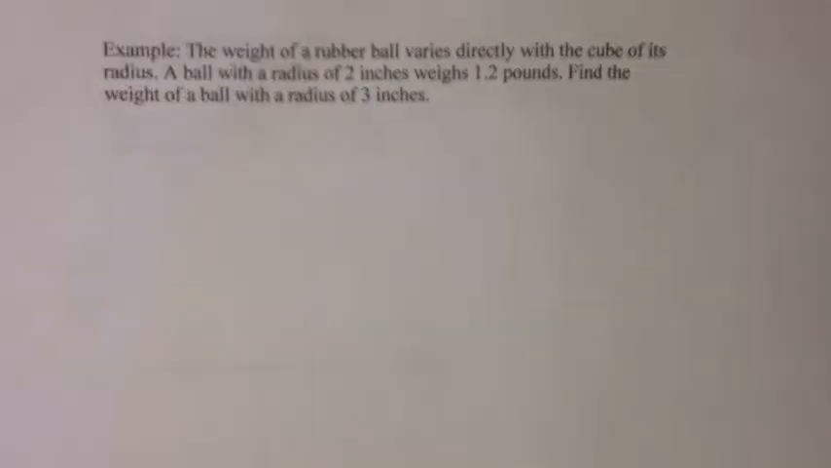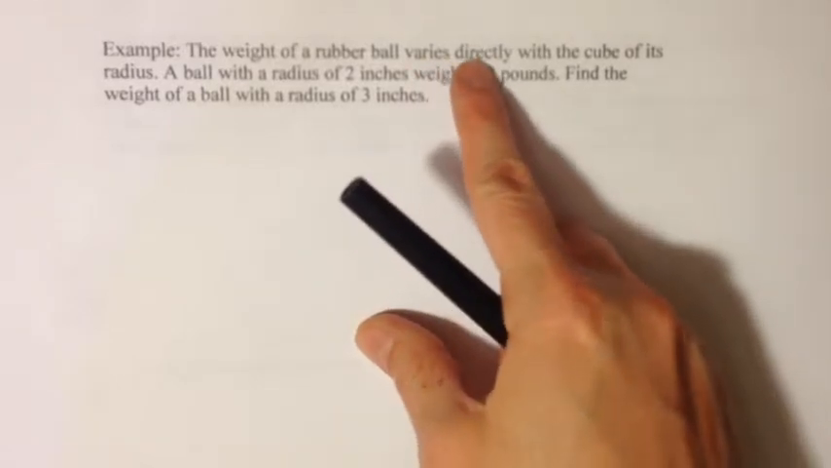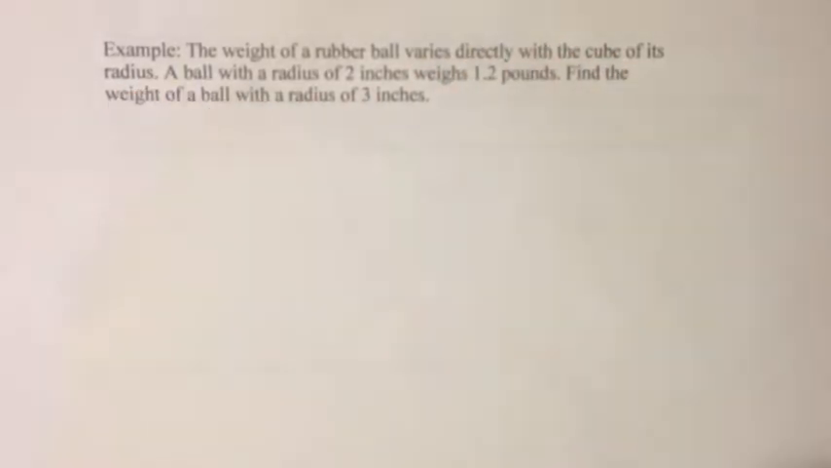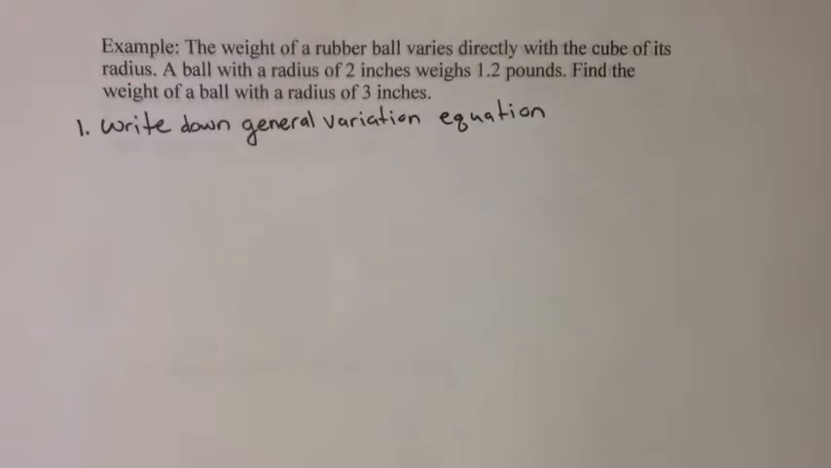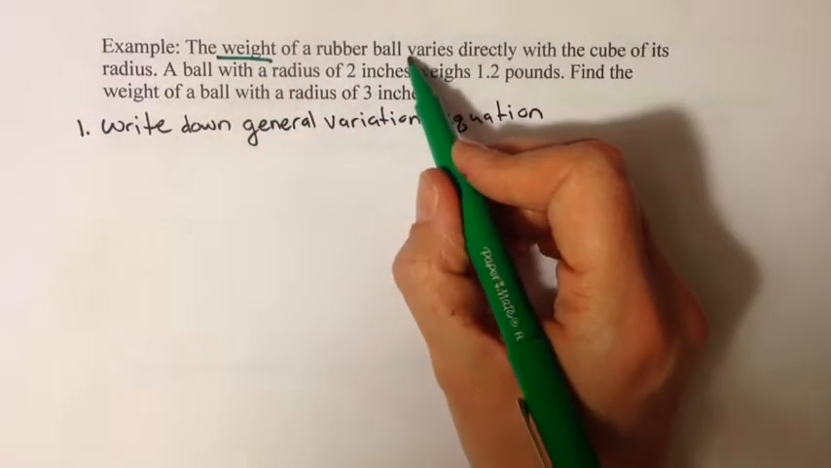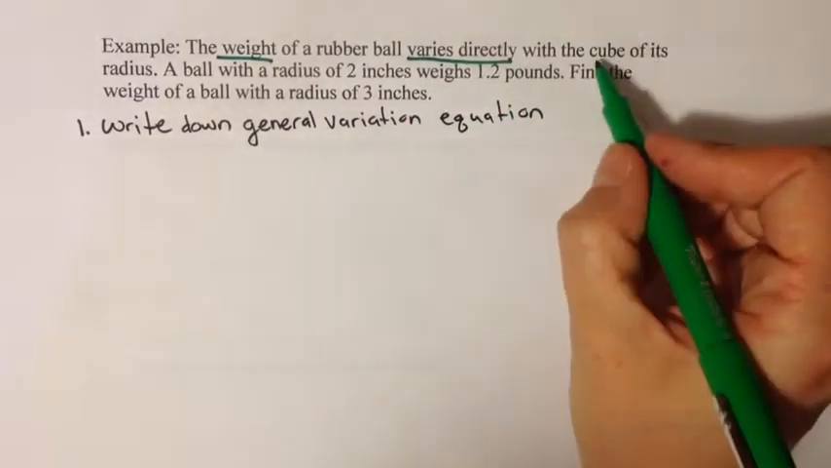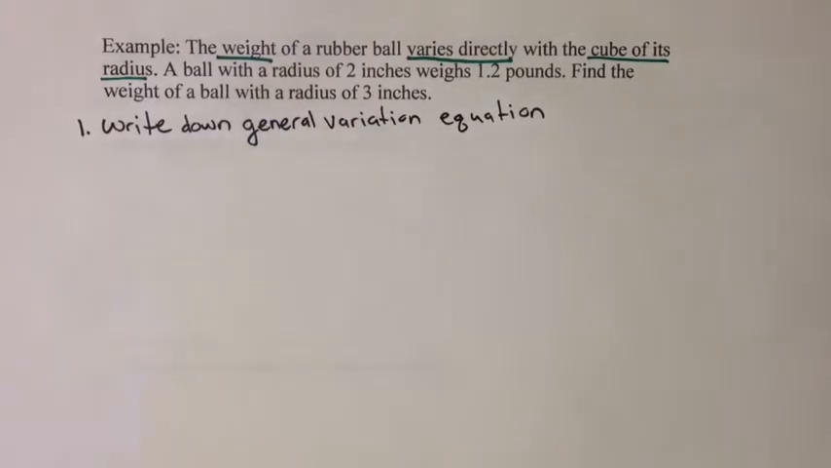So the first thing that I notice is that this says the weight of a rubber ball varies directly with the cube of its radius. Those words, varies directly, tell me that the first thing I'm going to be doing is trying to write down a general variation equation. The problem says the weight of a rubber ball varies directly with the cube of its radius. That tells me everything that I need to know to write down my general variation equation.